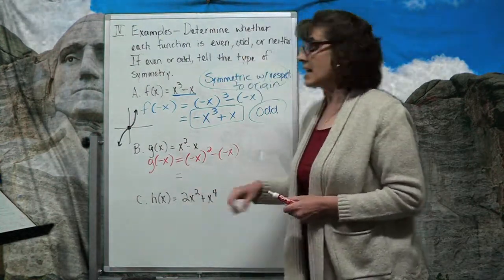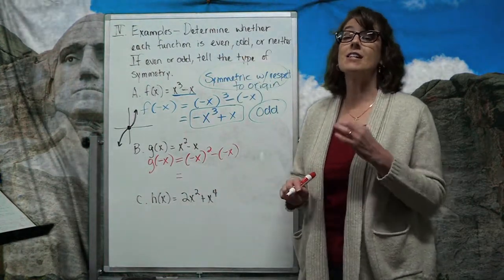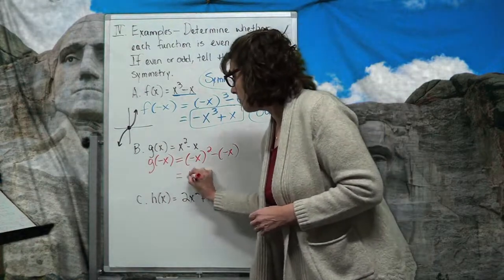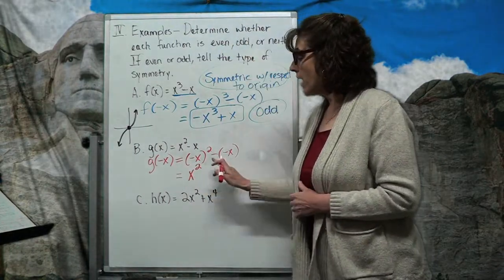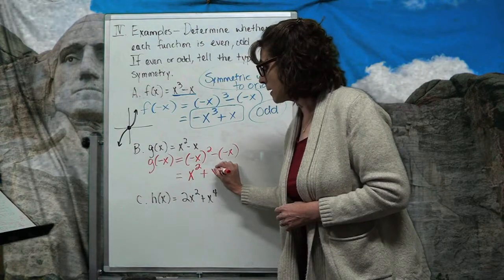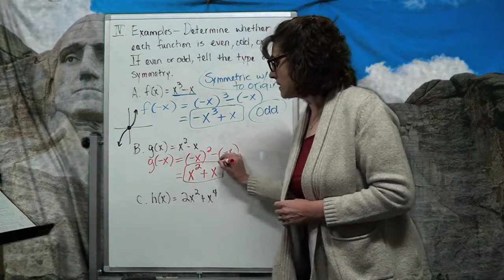So once again, this indicates a negative x times a negative x. That's an even number of negatives, making it positive, so it's a positive x squared. And subtracting a negative is really adding a positive. So here is my ending function.